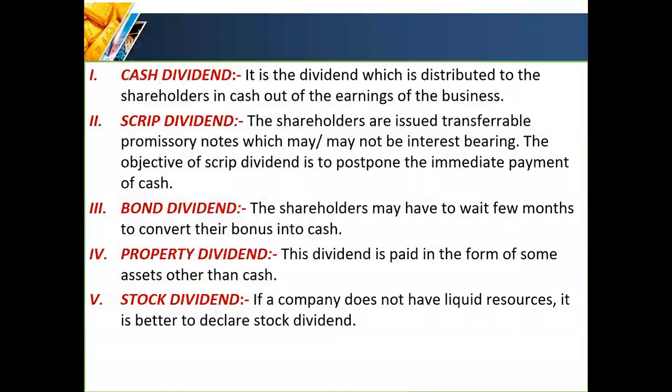What do you mean by the cash dividend? When dividend is paid in cash, it is known as the cash dividend. The company may pay such dividends annually, half yearly, or quarterly. If it is paid annually, it is a final dividend. Half yearly, it is an interim dividend. Quarterly means a quarterly dividend. A company must have enough cash and retained earnings to pay a cash dividend. The payment of cash dividend involves outflows from the company. So a dividend which is distributed to shareholders in cash out of the earnings of the business is known as the cash dividend. Then, scrip dividend.